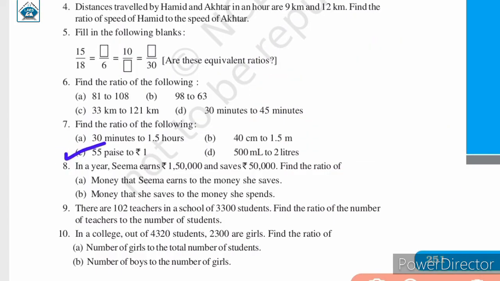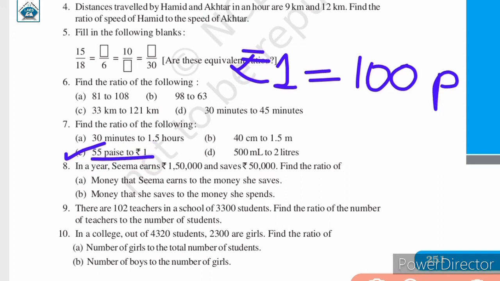In the next part, in the C part, we are given 55 paise to 1 rupees. Now it is very simple. हम लोग कन्वर्ट करेंगे जैसे फर्स्ट और सेकंड पार्ट में किया था. रुपीज़ को पैसे में कन्वर्ट करेंगे. 1 rupees is equal to 100 पैसे. You all know this. 1 rupees is equal to 100 पैसे. So directly 1 rupee के बदले हम क्या लिख सकते हैं? We can write 100 पैसे in place of 1 rupee. So 55 पैसे to 1 rupee will become 55 पैसे to 100 पैसे.